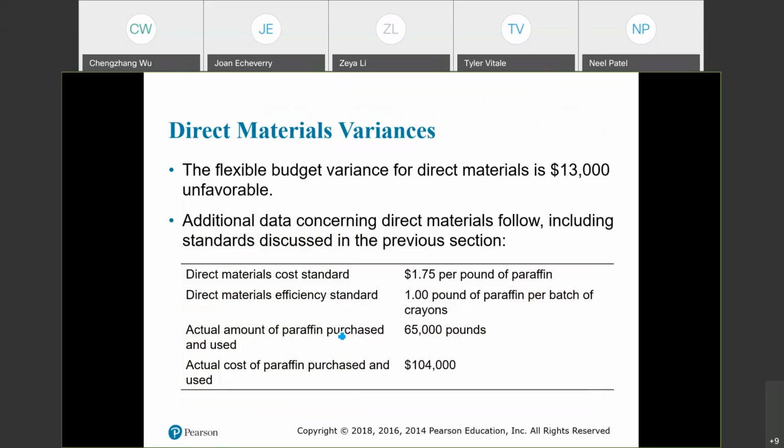The flexible budget variance for direct material is 13,000 unfavorable. This slide presents additional data concerning direct material, including standards discussed in the previous section. The standard cost for direct material is $1.75. The efficiency standard is 1 pound of paraffin per batch of crayons.